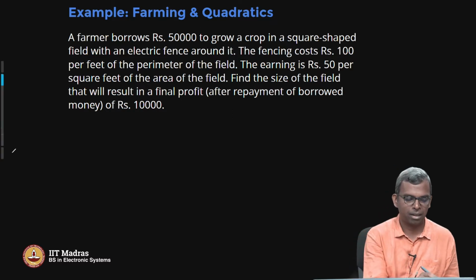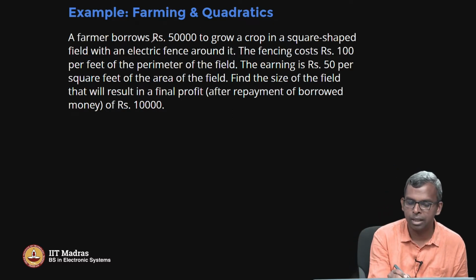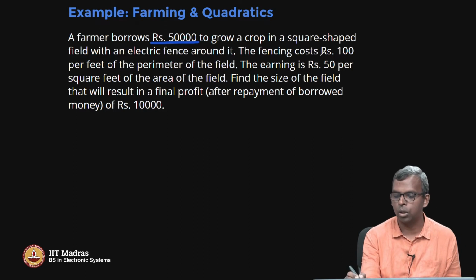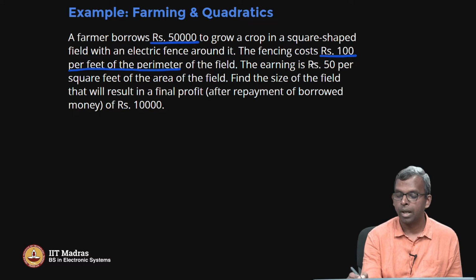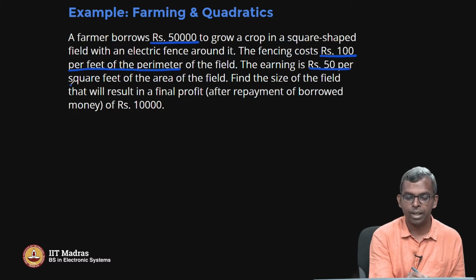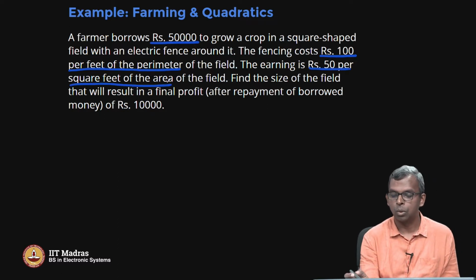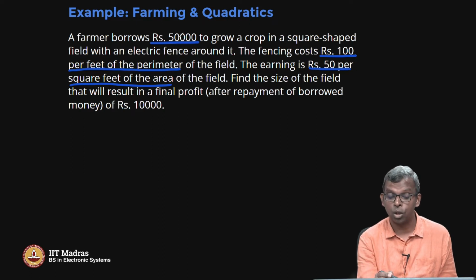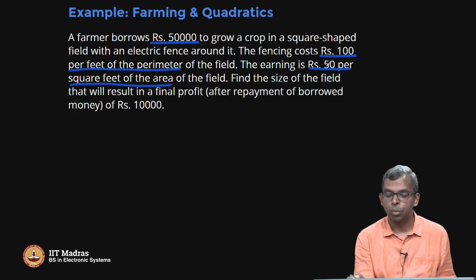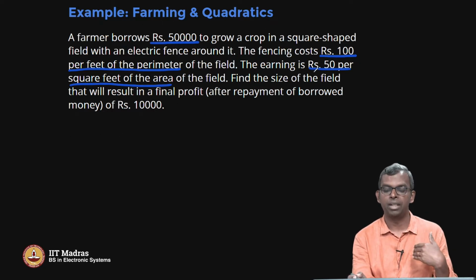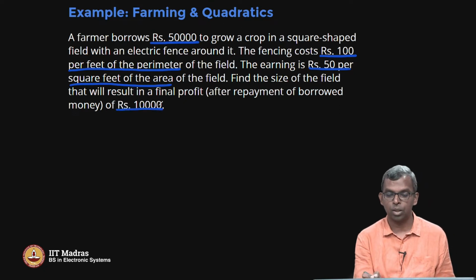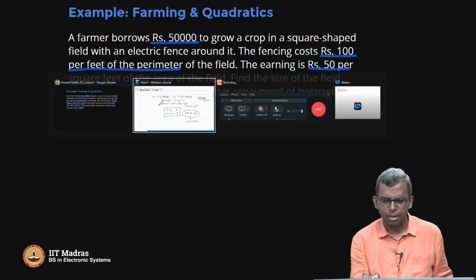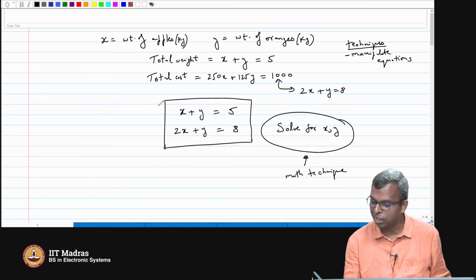Once again, maybe I can underline the important things. There's been 50,000 rupees borrowed, and there is rupees 100 per feet of the perimeter and rupees 50 per square feet of the area. So 50,000 is a cost for you. You have to pay. 100 per feet is again something you have to pay. Rupees 50 is profit, money that you ultimately make, and your goal is to have an overall profit of rupees 10,000.